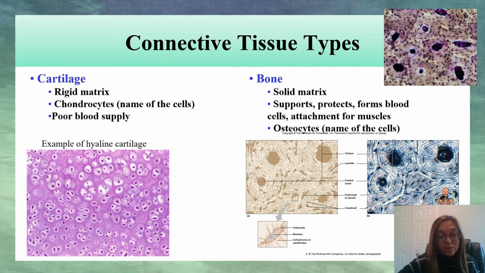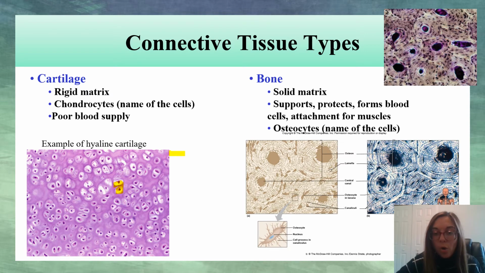Next, we have cartilage. You can see the matrix of the cartilage example is more rigid than the areolar tissue. Okay, the names of the cells, you can see the cells with their nuclei, like that's a cell. They're called chondrocytes. And cartilage has a poor blood supply due to that rigid matrix. Okay, this example is called hyaline cartilage. There's several different types of cartilage, but they all have these chondrocytes.